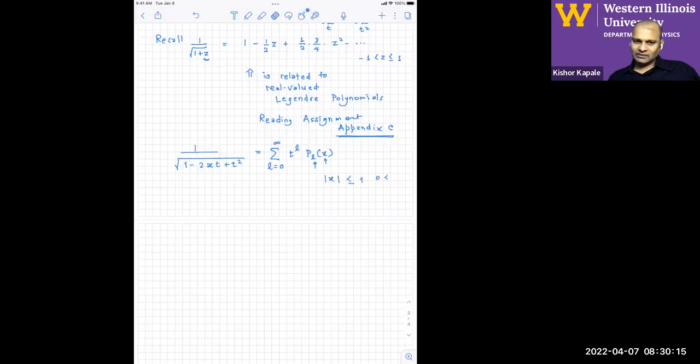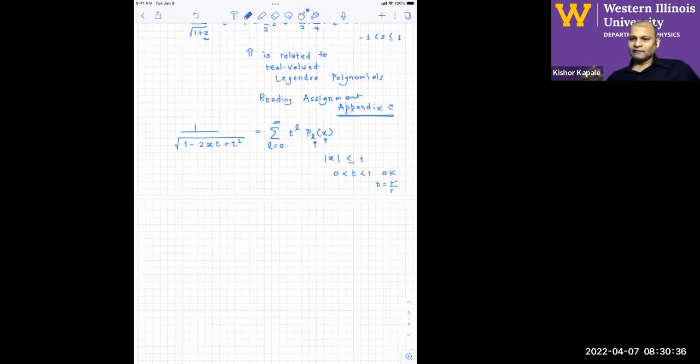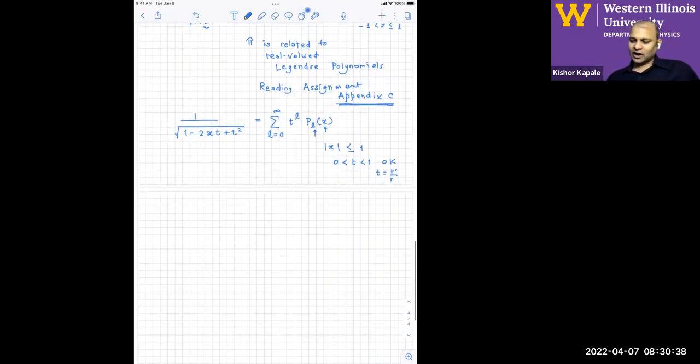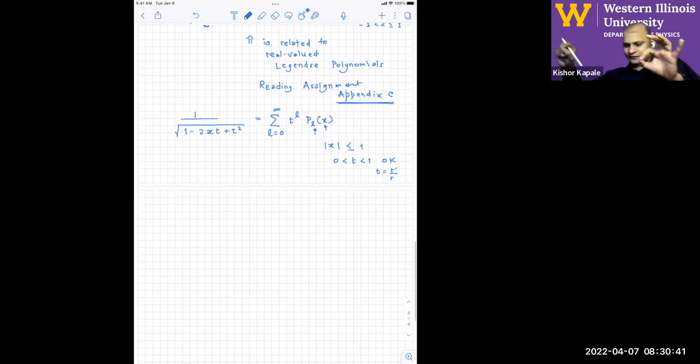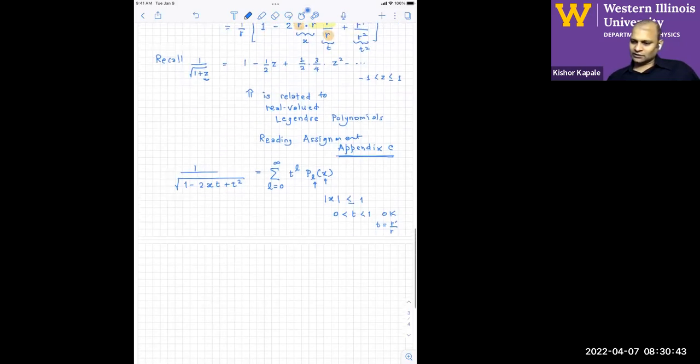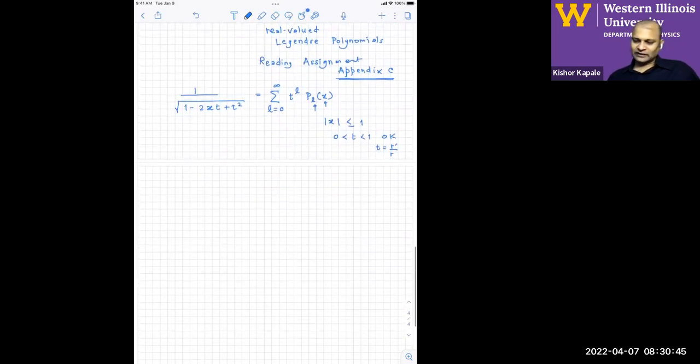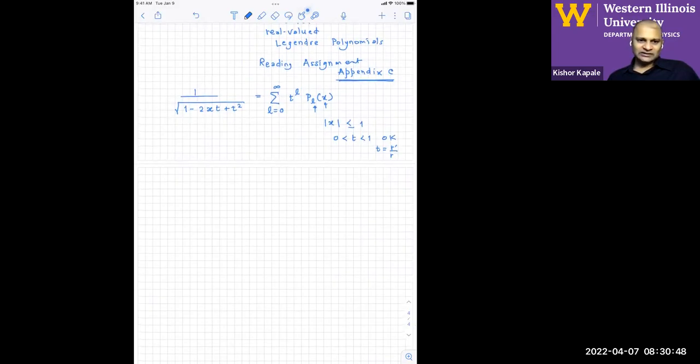But there are these limits. The absolute value of x is less than or equal to 1, and the limit on t is that 0 is less than t is less than 1, which is okay, right? Because we have t equal to r prime over r, and we are already in the limit where r is greater than r prime. That means you're farther away from the position of the sources, and so this is perfectly fine. It fits within those limits.